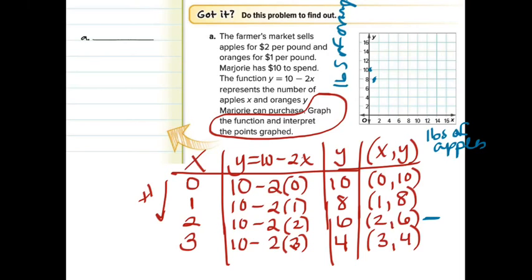2 pounds of apples means I can buy 6 pounds of oranges. 3 pounds of apples means I can buy 4 pounds of oranges. Oops, that's a horrible dot here. Okay, you'll get the point on mine. Don't forget my intervals go by 2s. So if I have 3 pounds of apples, I've got to put it in between the 2 and the 4 here. Okay, so keep that in mind.